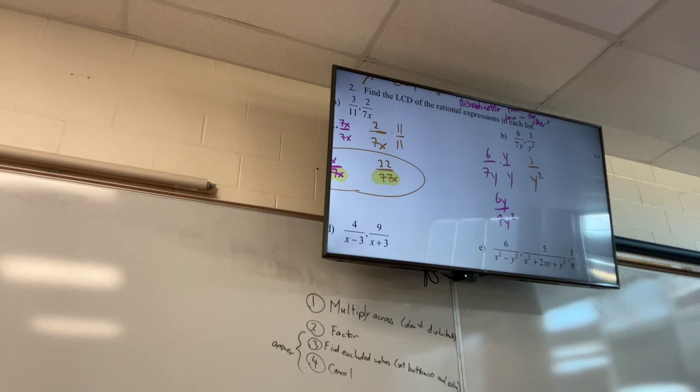What is the orange denominator missing that the pink denominator has? A 7, right? We don't have a 7. So we need to multiply the top and bottom of the orange fraction by 7. Okay, now do we notice we have the same denominator now, 7y squared.